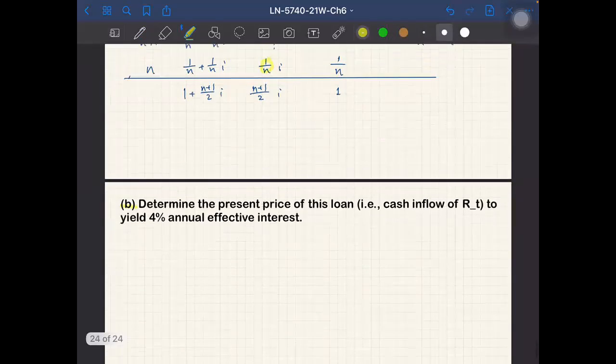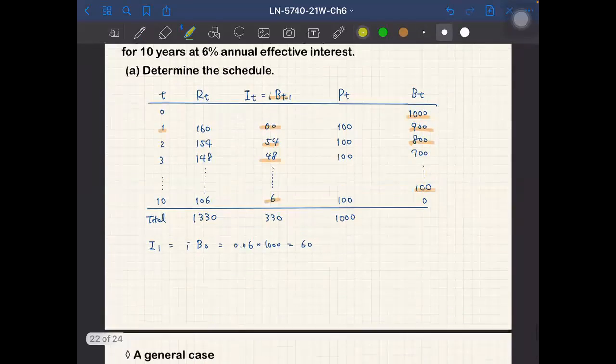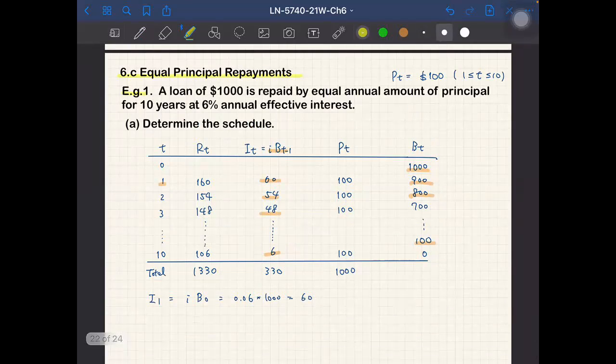Remember that we consider this loan. The original principal is $1,000 and it will be repaid over 10 years. The payment schedule is this: we have these 10 payments, and the present value is $1,000 at 6%.